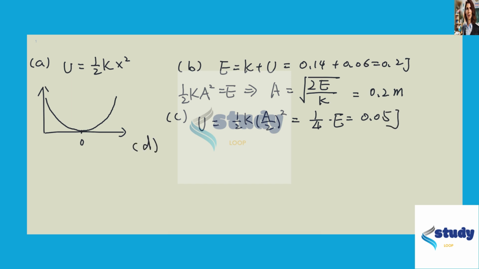For question D, when they are equal to each other, the potential energy is only half of the total energy. So U equal to half E, right? And it's equal to half kx squared. So from this relation, and we know that E is equal to half Ka squared, we know that x equal to A over square root 2.